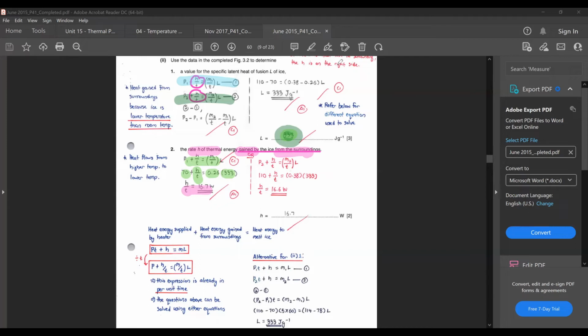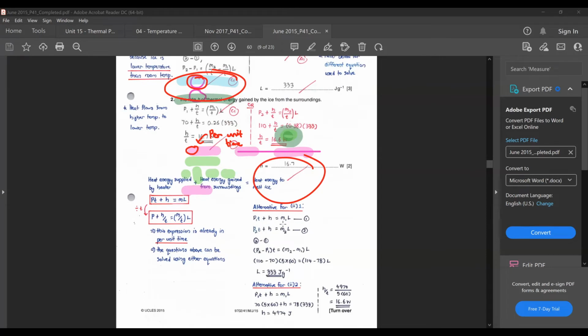Another thing I should probably mention here is that the moment you see rate here, this already tells you it is per unit time. That's why I can directly use whatever equation I have here in the beginning. If you want to use equation 2, it's also okay. You will still get back the same answer.